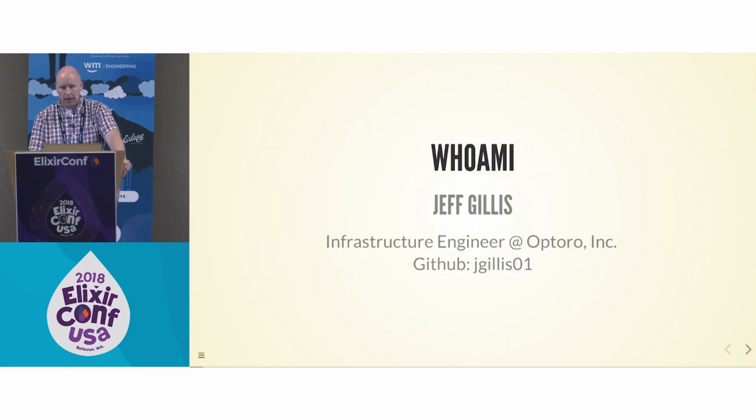Who am I? My name is Jeff Gillis. I'm an infrastructure engineer at Optoro, based out of Washington, D.C. At Optoro, we help large retail companies manage their returns and excess inventory. You can find my GitHub account at jgillis01.